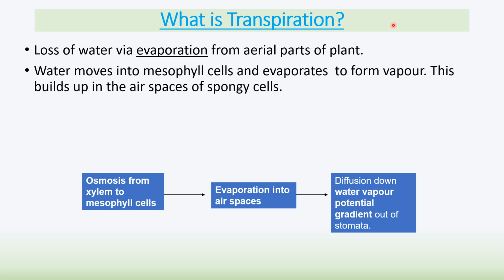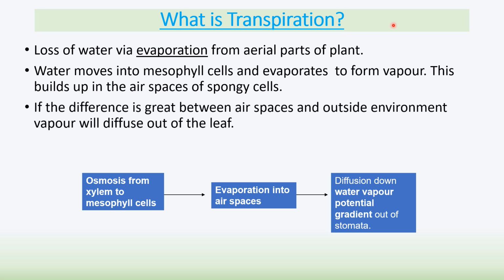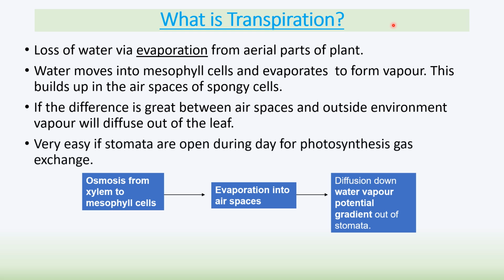Basically water builds up in the mesophyll cells and evaporates to form water vapor. It builds up in the air spaces of the spongy layer and then diffuses out, and because it is vapor, not water, we say it's diffusion rather than osmosis. If the stomata are open, this is very easy to happen. So what happens is the osmosis occurs from the xylem to the mesophyll cells.